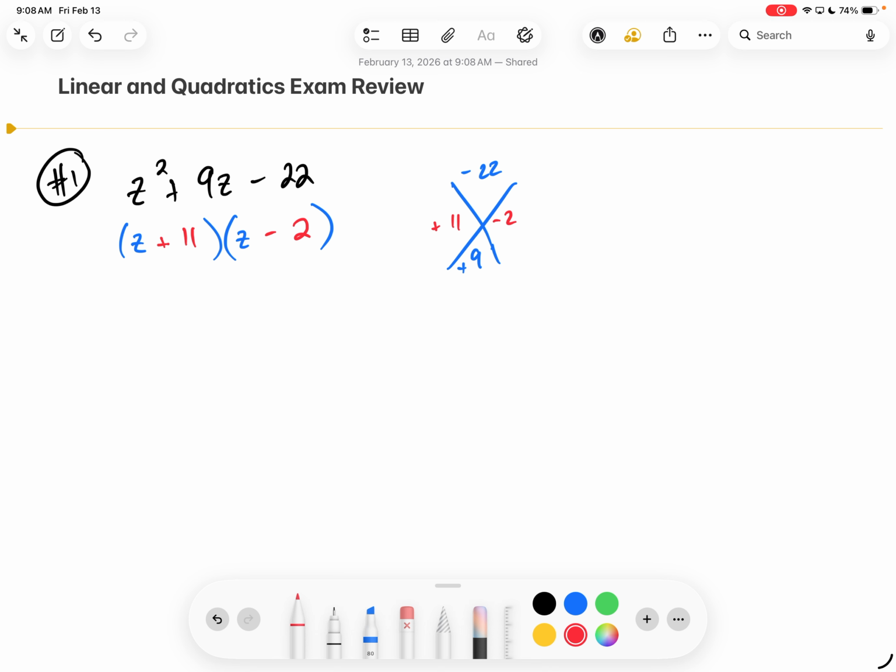Okay, so you can FOIL it back out. Like this is a test, so it doesn't hurt. If you have time, like he was asking, you can go back and check your answer. So it's not a bad idea to FOIL it out to check your answer to make sure you get it.